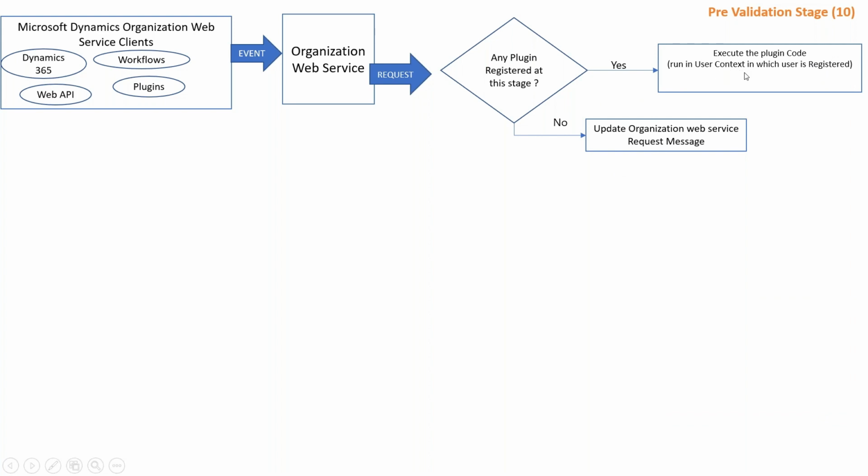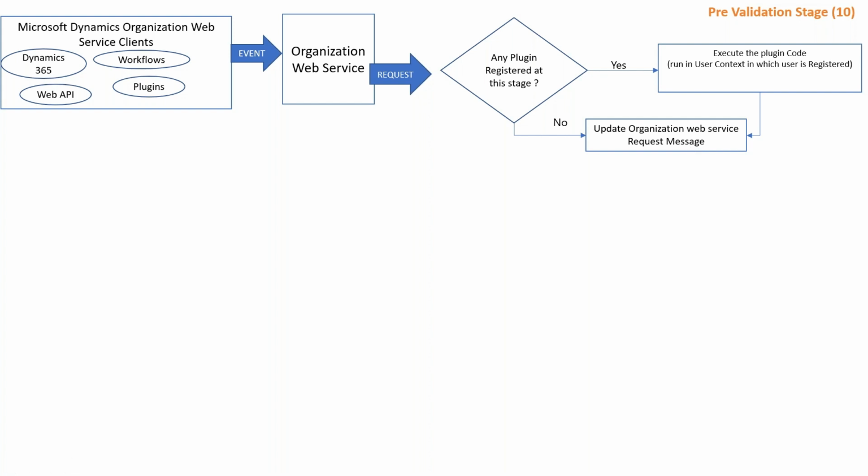You see, it runs in the user context, the user under which it is registered. Whenever you register a plugin, you take your user. If you want to take some other user, that is another concept called impersonation, which I will explain later. So now it will run in the user context, and this message will again update the organization web service request message. Then it will execute the plugin code and pass the updated message to the CRM back end.